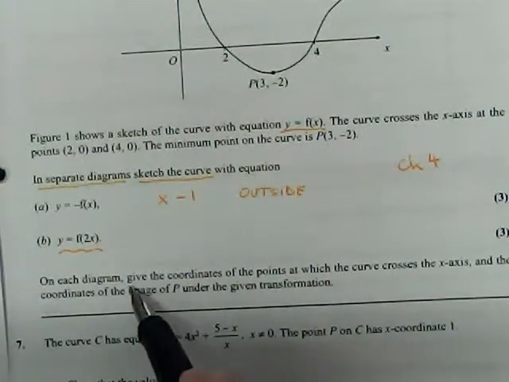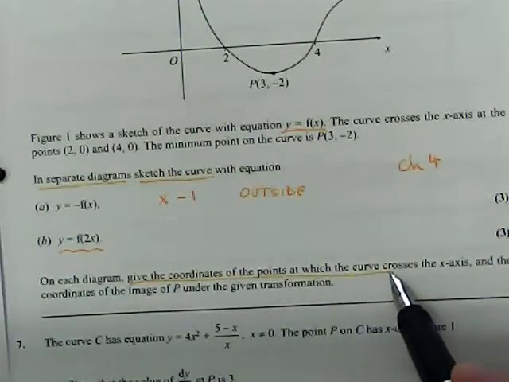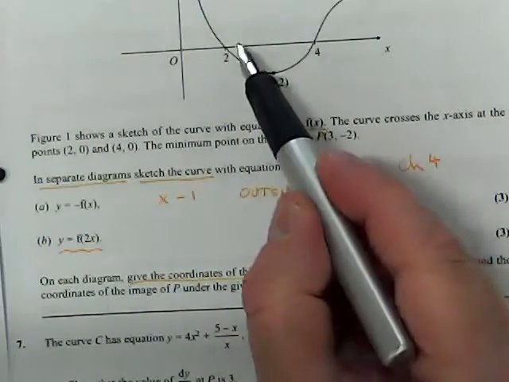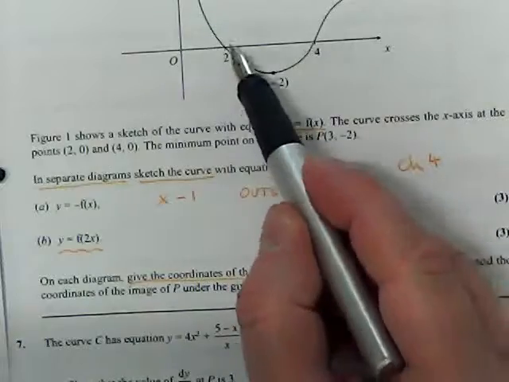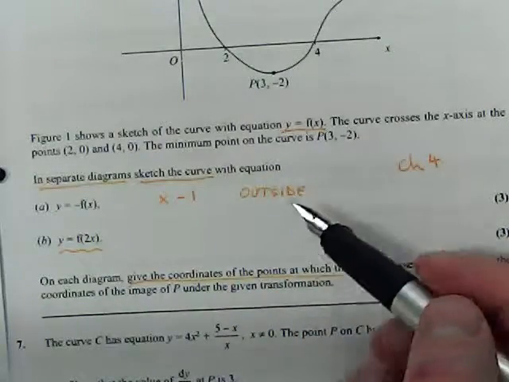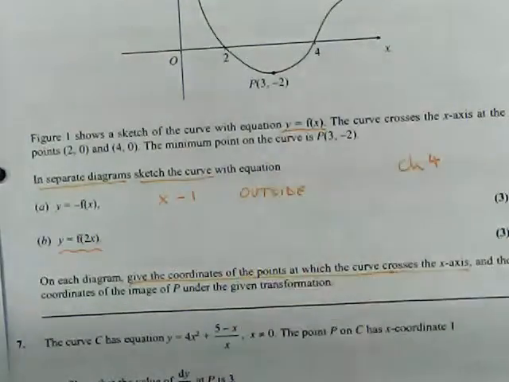And on each diagram we've got to give the coordinates at which the curve crosses the x-axis. So that's going to be where these 2 points end up. We're going to be interested in those, and we need to find where P ends up. So if you've worked out those coordinate positions, then you make sure that you've labelled them on your graphs. Okay?